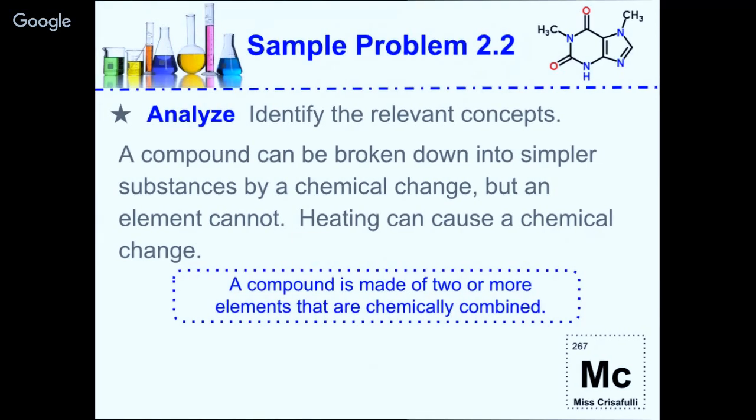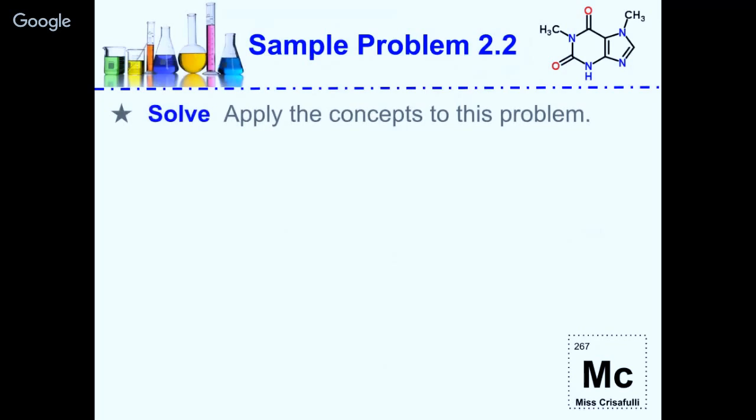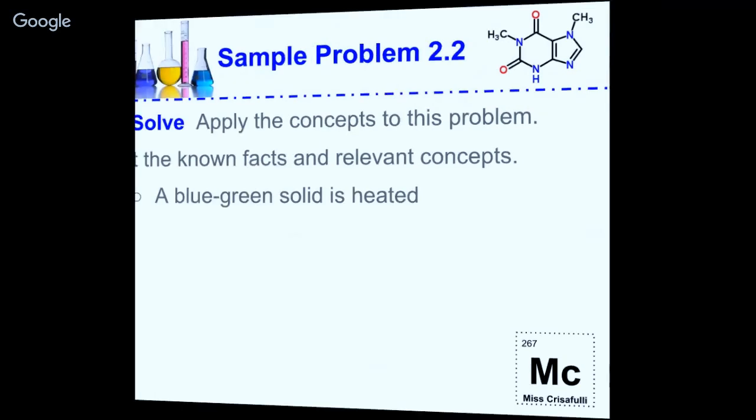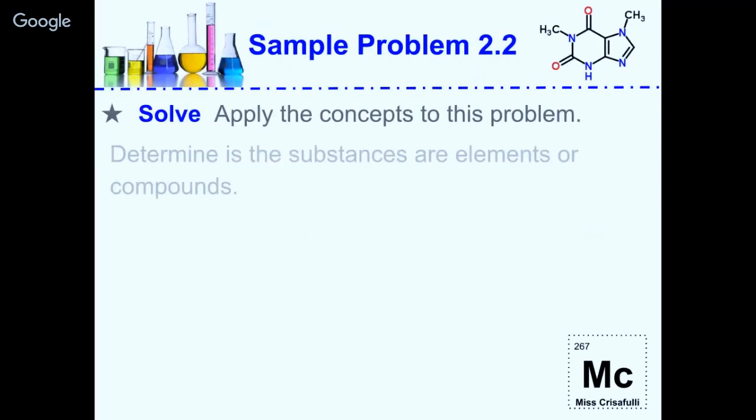So now let's solve this problem. We're going to apply the content to try and figure out what is going on in the situation. First, we're going to list the known facts and the relevant concepts. So what do we know from the problem? Let's pull out that key information. We know that we have a blue-green solid and it is heated. Now remember, if it's heated, that means it can undergo a chemical change. So how does that help us to solve the problem? Can we determine whether the substances are elements or compounds?